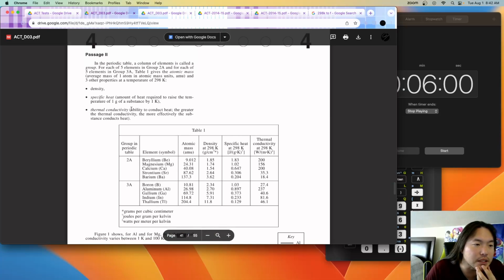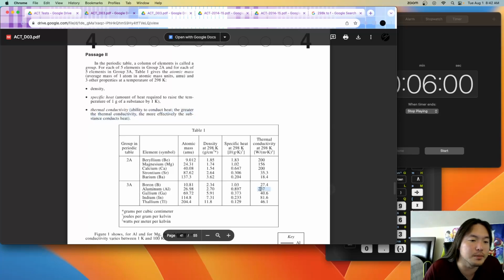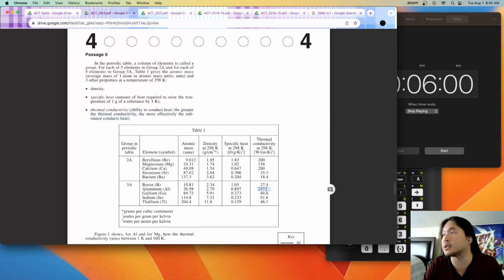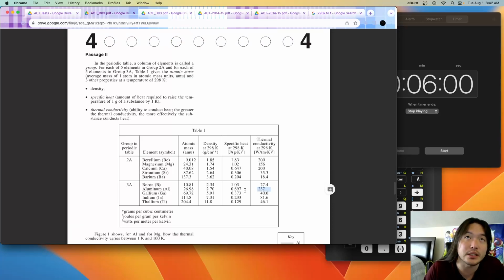But if you don't know, what is thermal conductivity? It is the ability to conduct heat. The greater the thermal conductivity, the more effectively the substance conducts heat. Take aluminum, for example. Aluminum absorbs heat ridiculously quickly. If you hold an empty can of soda for like 10 seconds, it's going to start heating up instantly. That's because the thermal conductivity is very high. It absorbs and transfers heat. Anything that absorbs heat quickly also dissipates heat very quickly.